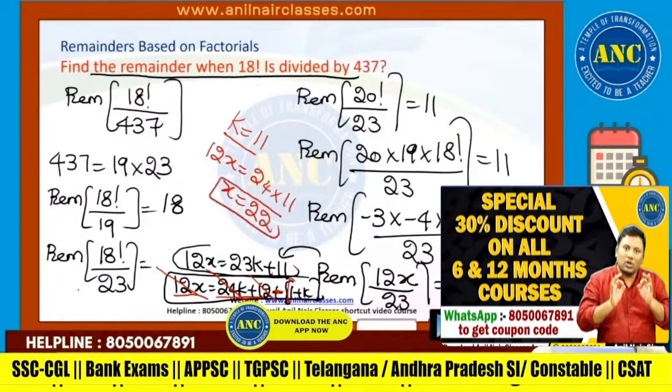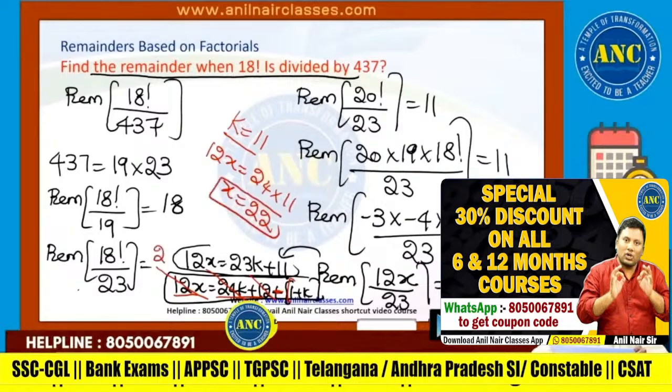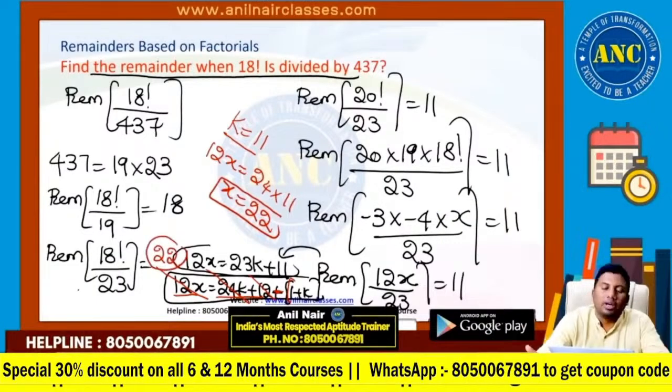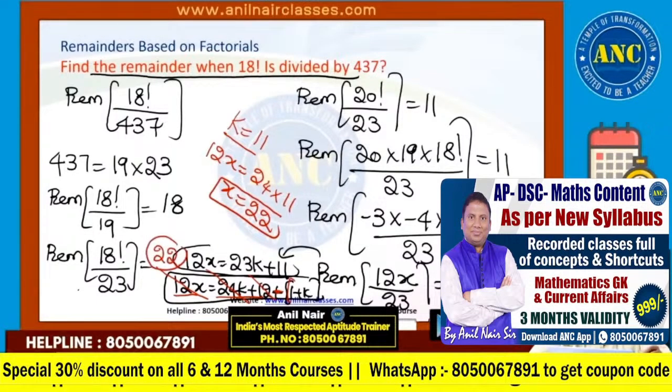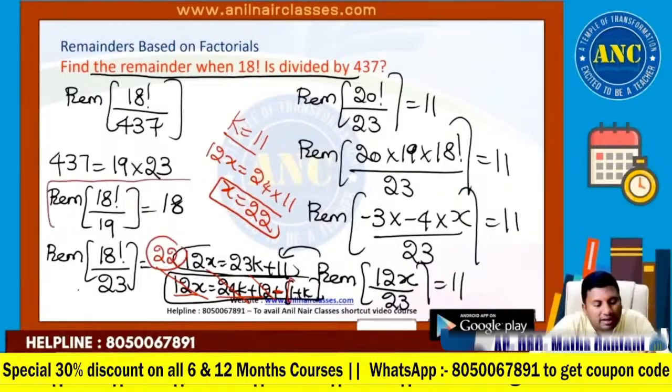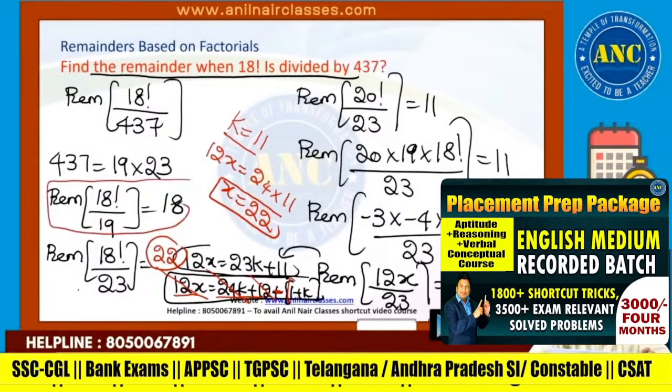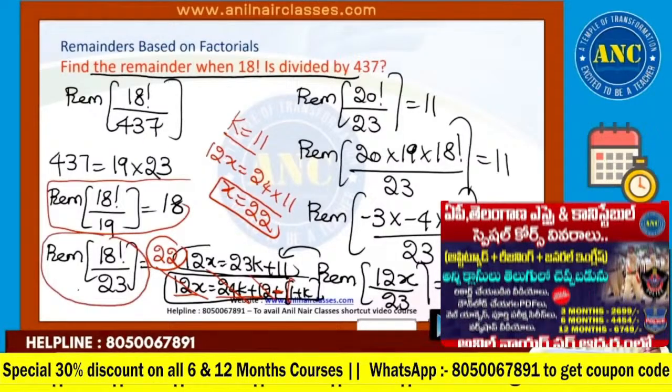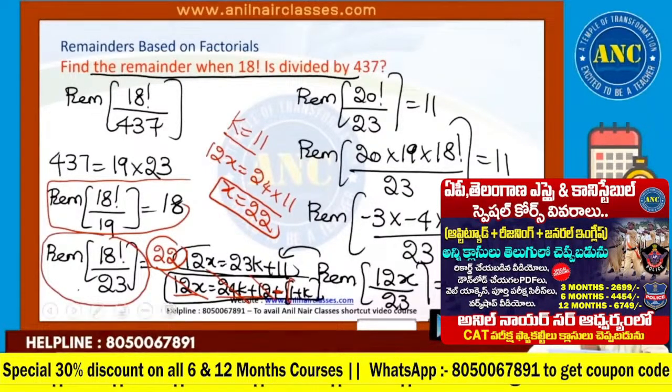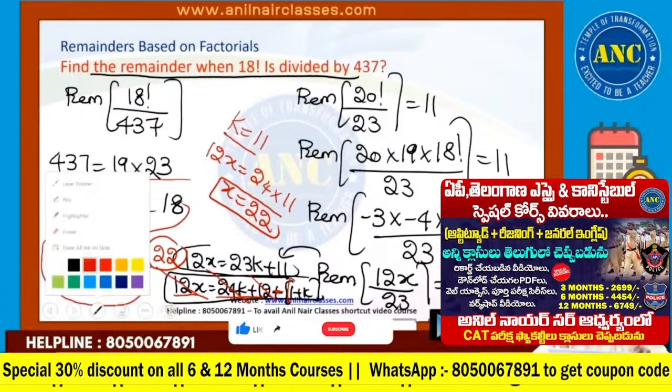So x value is nothing but 22. Are you all with me? That means two equations we got. 18 factorial divided by 19 gives 18, and 18 factorial when divided by 23 gives 22. Now we will try to solve these two equations.